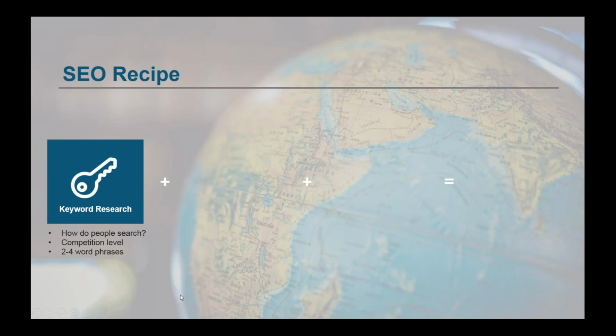So how do people search? What's your competition level? When you're finding yourself, what else is showing up? And when you do it, stick to 2 to 4 word phrases. That's how the most common user searches.